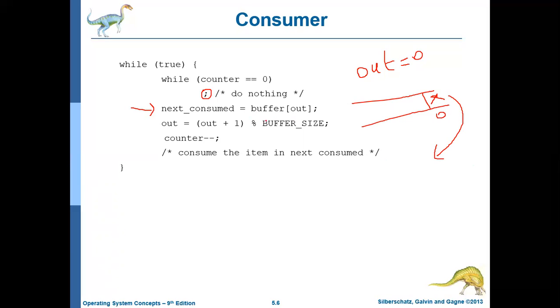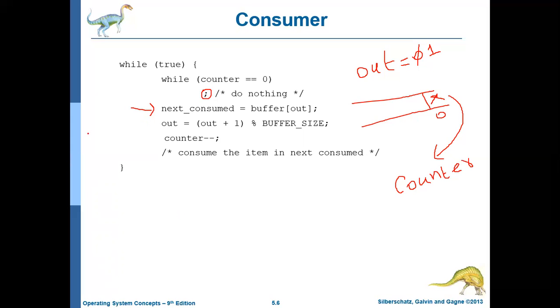And then it increments out. Out is equal to (out plus 1) modulo buffer size. That is, out becomes 1. No more out is 0, now out is 1. And counter minus minus. Now counter becomes 0, because the producer produced only one item and now it has been consumed.